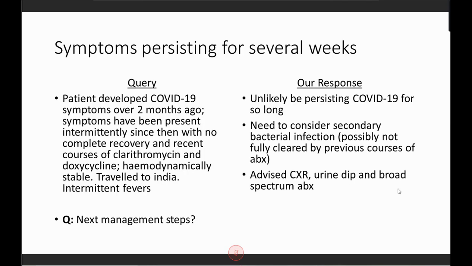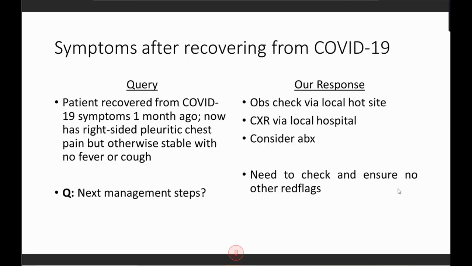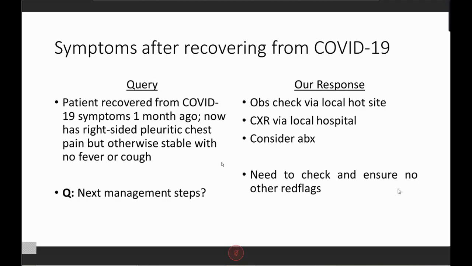But if they have persistent intermittent fevers and there's something else going on, they may have a secondary bacterial pneumonia. We've seen a community-acquired pneumonia that's been missed, so they haven't had antibiotics and have gone on with their bacterial pneumonia. So always consider secondary causes if symptoms persist. Next slide, please. If you're concerned, bring them to the hot site to check, or do a video call just to make sure we're not missing anything.